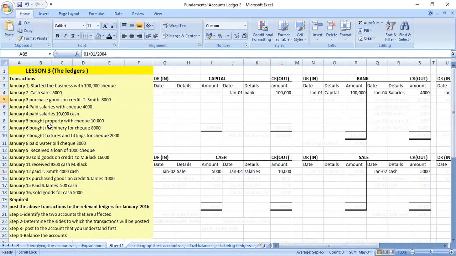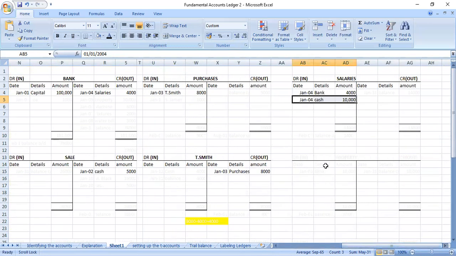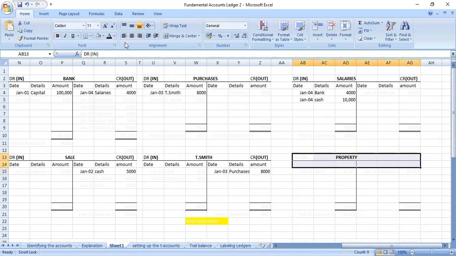January 5th, bought property with check $10,000. Do we have a bank account because check represents bank? Yes, we do. Do we have a property account? No. So we'll have to create a property account. So here's our property account, and we put in our details.